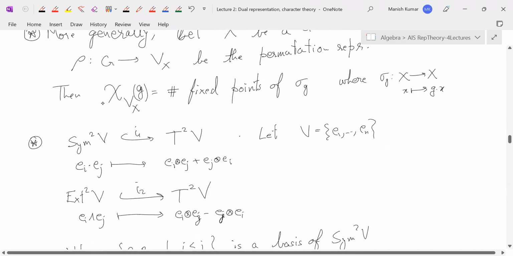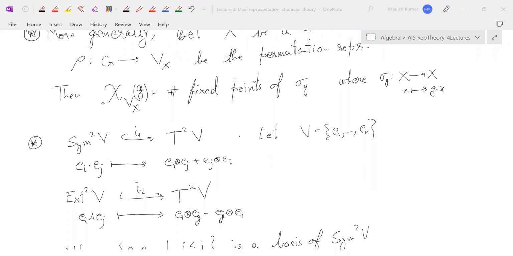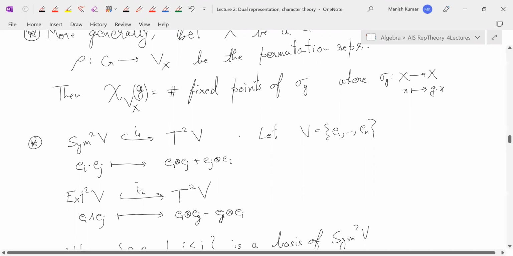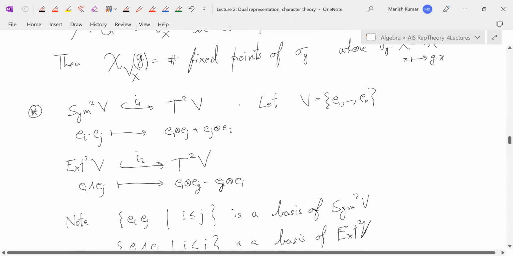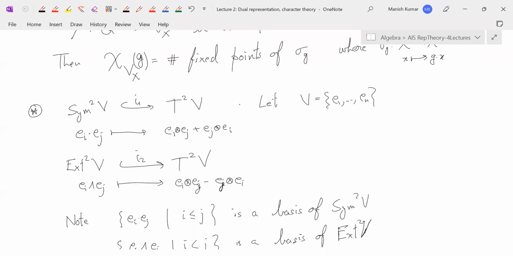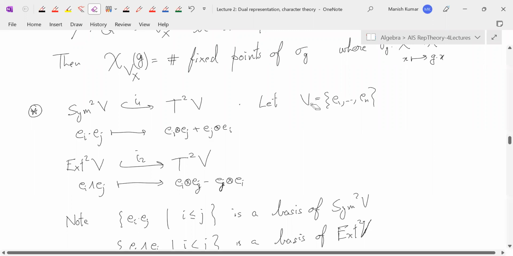Any questions? Okay. So next thing is Sim 2. Yeah, I haven't really defined this, so maybe I'll define this a little bit, because maybe it's a good idea to do some computations as well.